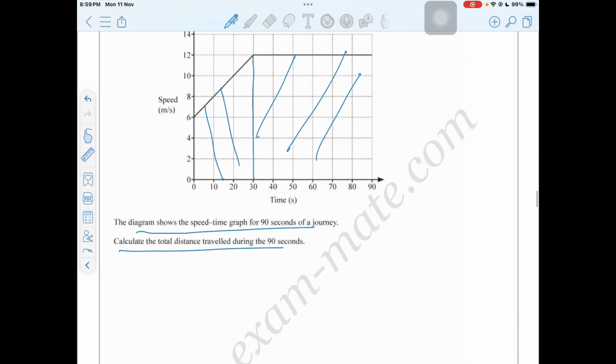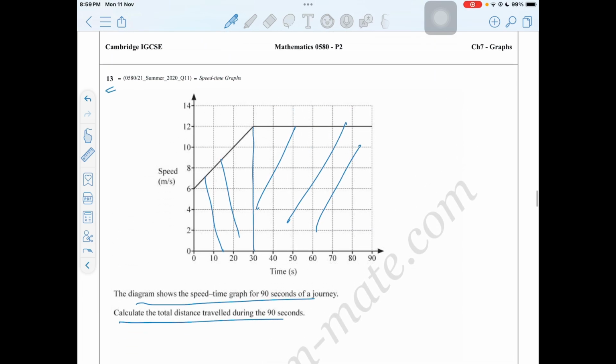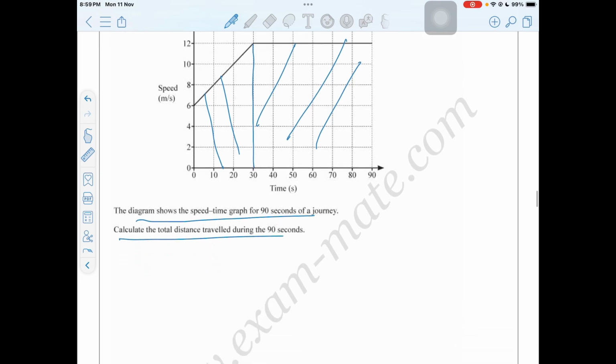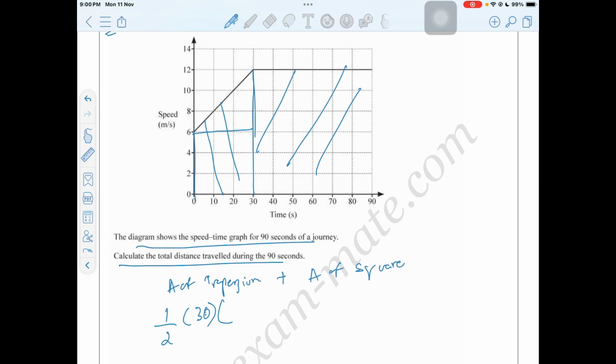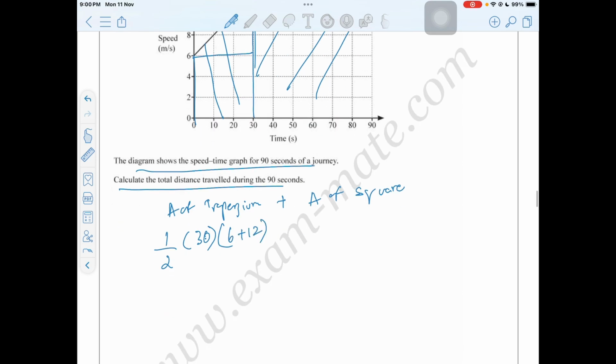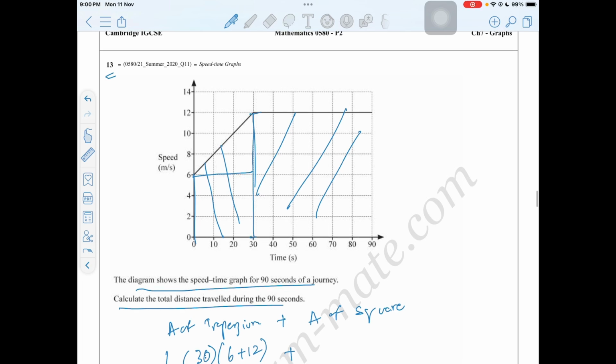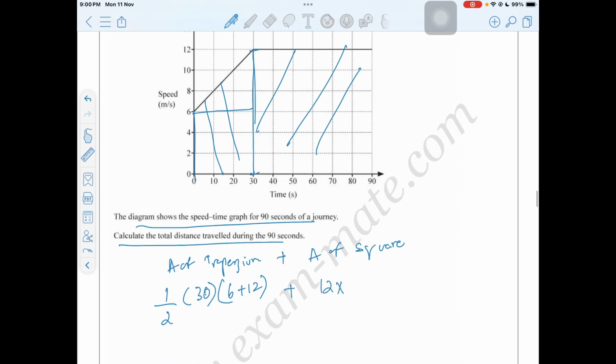Since it's an area, a speed time graph's area gives us the total distance, right? So for the trapezium, let's just say area of trapezium plus area of square, right? For the area of trapezium, we have 1 over 2. We have this height as 30. We have the sum of parallel sides. This is 6 and this is 12. So this would be 6 plus 12. We have the area of square as, we have our length as 12, and we have our breadth as 90 minus 30, basically 60, right?